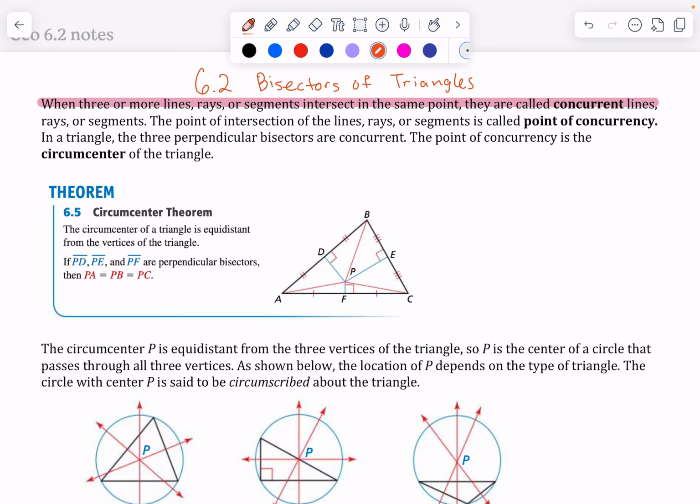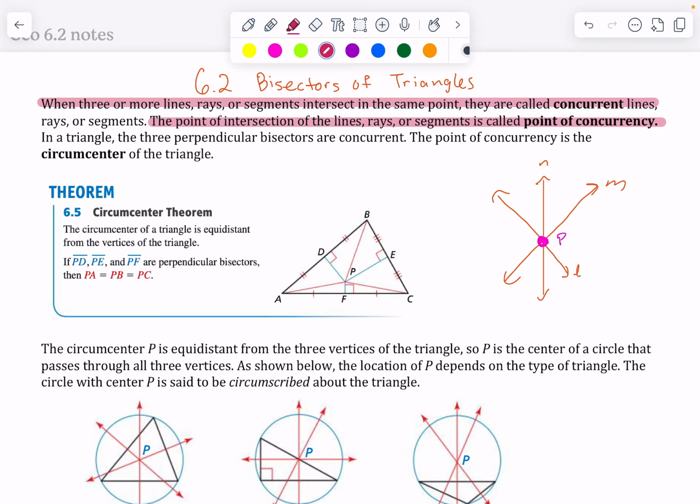So for example, line L, line M, and line N are concurrent because they intersect at the same point, which is, I would say, point P. Okay, just to give you a visual. The point of intersection of the lines, rays, or segments is called the point of concurrency. So in the diagram that I drew, that would be point P. P would be considered the point of concurrency.